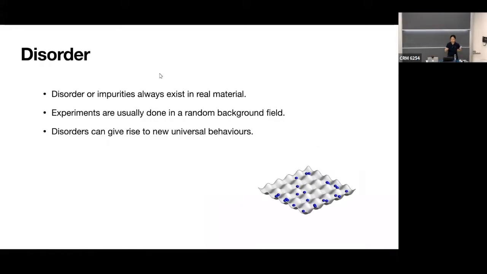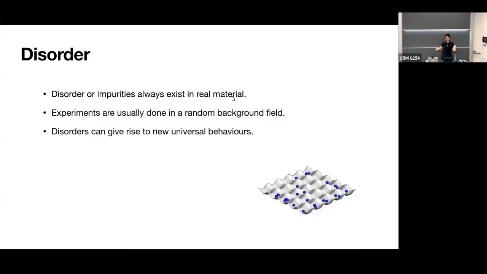We know that disorder exists everywhere in our life. On one hand, it exists in real materials, such as lattice distortion or impurities replacing atoms in the periodic array. And on the other hand, experiments are always done in an imperfect situation. For example, there can be a random external field, or due to some external disturbance, the system is actually in a random potential, something like that.